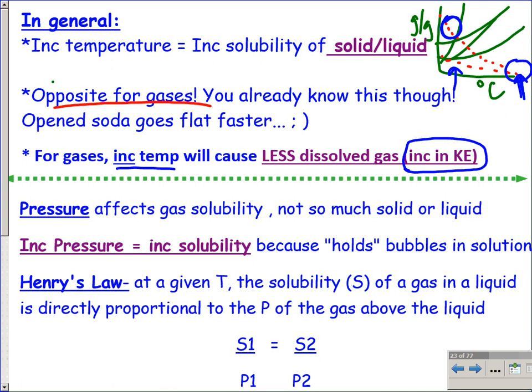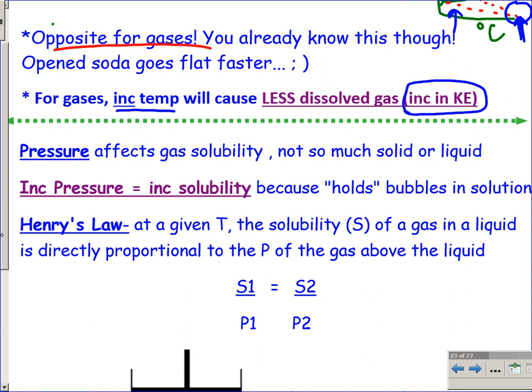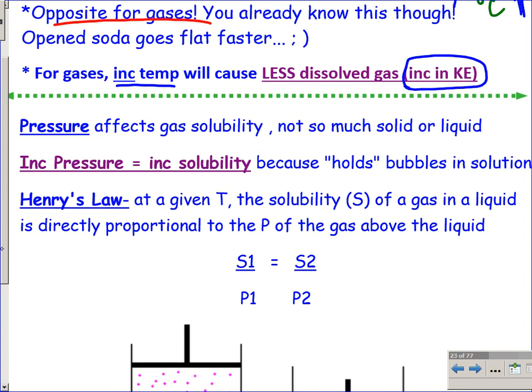So if you wanted to increase the solubility of your gas, and you couldn't really monitor or maintain the temperature, what you could do was wait to open your soda. Before you open the soda, what's in the top of the soda bottle? Gas. And what does gas cause?